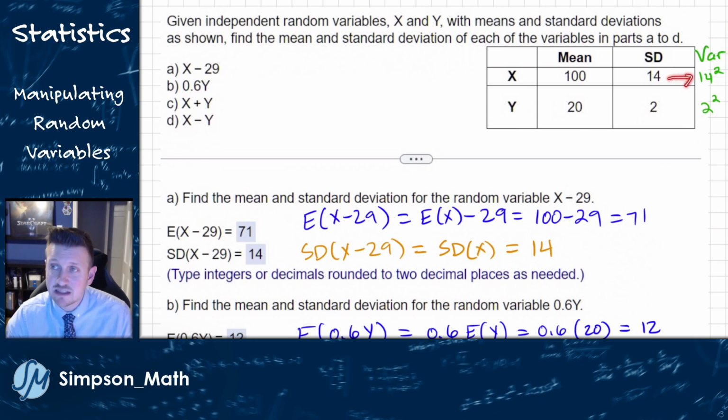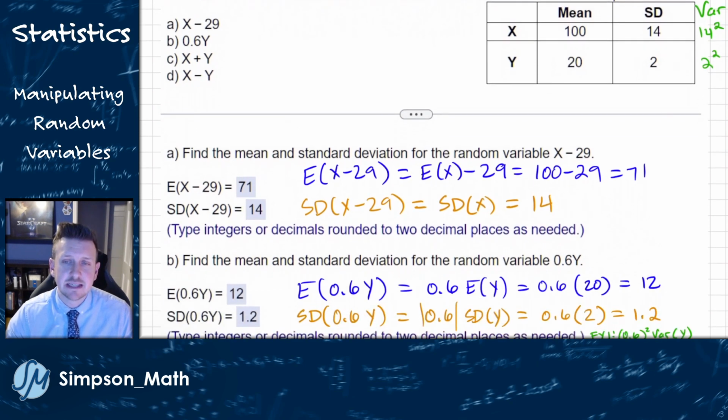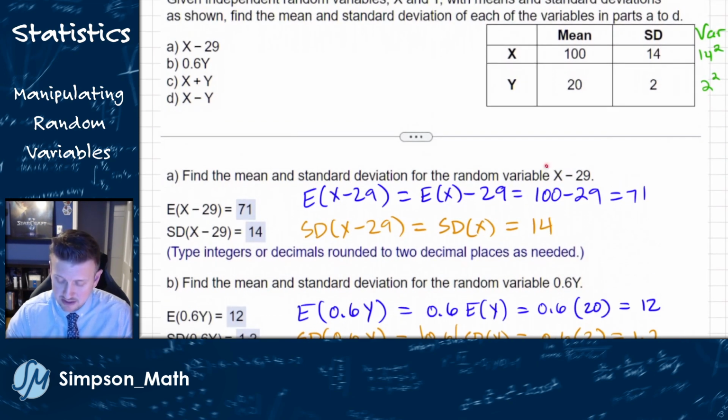I don't care what the number is. I'm just writing a square on it. Again, 2 squared obviously is going to be 4, but I'm just going to say it's 2 squared because these are my variances. I'm just squaring the standard deviations. All right, let's find the mean and standard deviation of the random variable x minus 29.